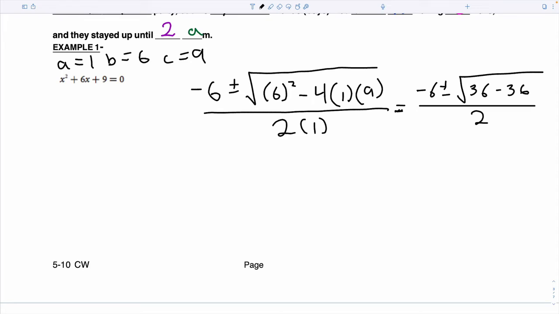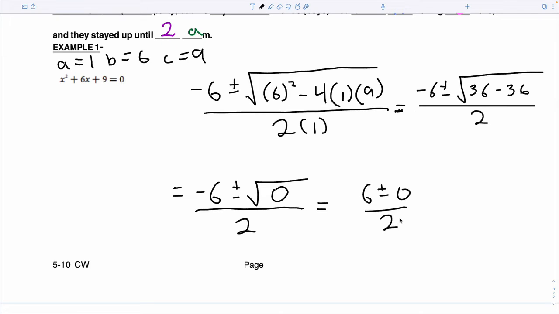Okay. Let's head down and keep simplifying this thing. Negative 6 plus or minus the square root of 36 minus 36 is 0. Kind of a weird one to start with, but it's okay. All over 2. Keep simplifying. The square root of 0 is 0. So we're going to get 6 plus or minus 0 divided by 2. X is going to equal 6 plus 0 over 2 and 6 minus 0 over 2. It's really just 6 over 2. X should be equal to 3.